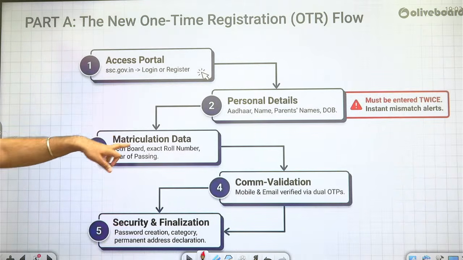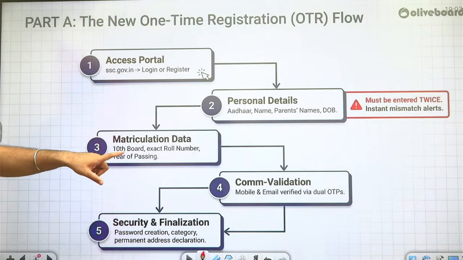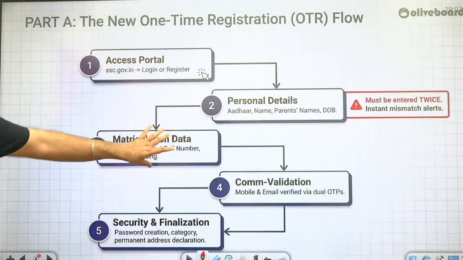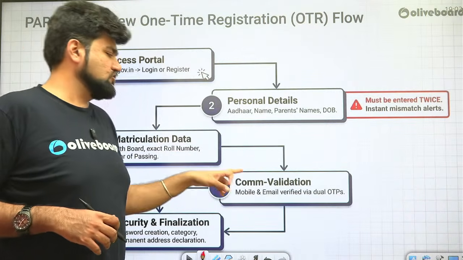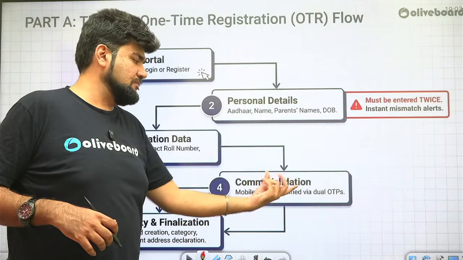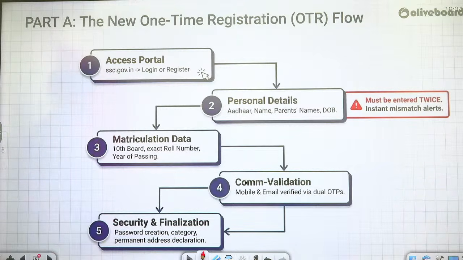Then your matriculation data, so your 10th board exact roll number, you need to know that. So look at your mark sheets and all, you will be getting it there. And your year of passing needs to be mentioned here as a verification section. They will check it later on. Then your communication validation, your mobile numbers, your email IDs, everything will be validated via dual OTPs here. And your security and finalization. So password will be created and your category will be selected.